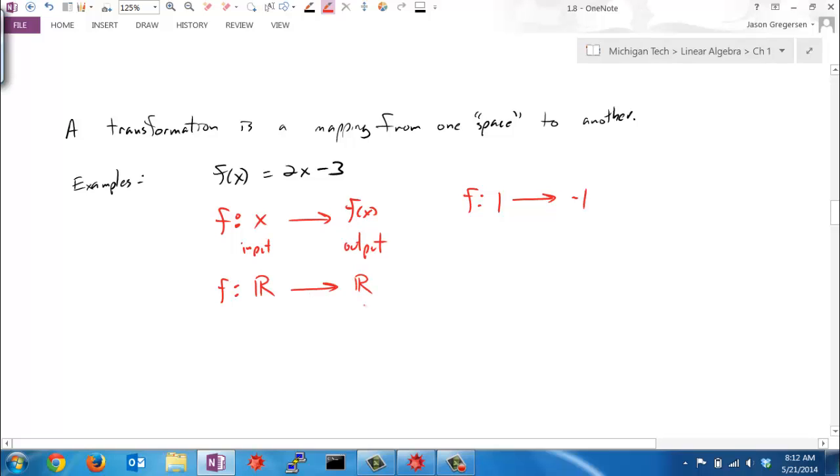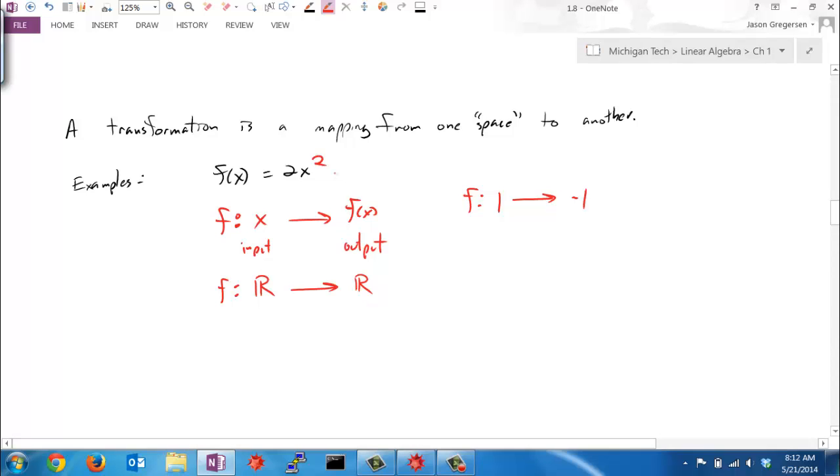So we say this function is a mapping from the set of real numbers to the set of real numbers. So it's mapping from one space to another space. In this case, it's a basic space, so we don't really think about it that much. But that's really what it's doing. It's taking real numbers and mapping them to other real numbers. In fact, we could change this a little bit.